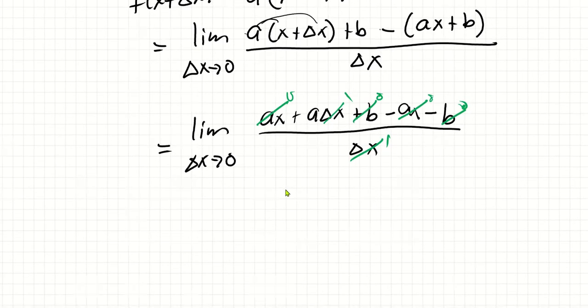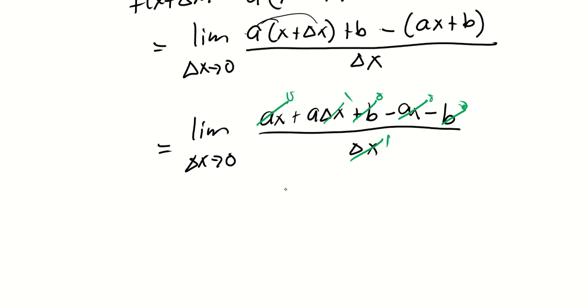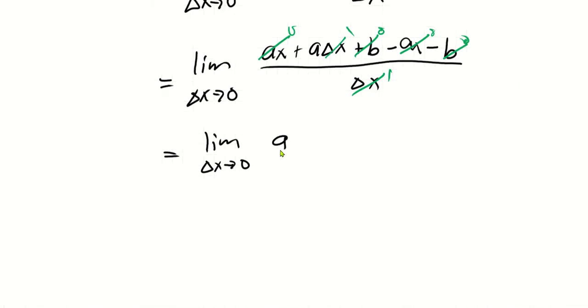Then to simplify this further, the remaining term will be the limit of a as delta x approaches 0. If we take the limit of a constant, remember a is a constant, there's no delta x inside that one, so it's just equal to a. So the derivative dy dx now will be just equal to a.